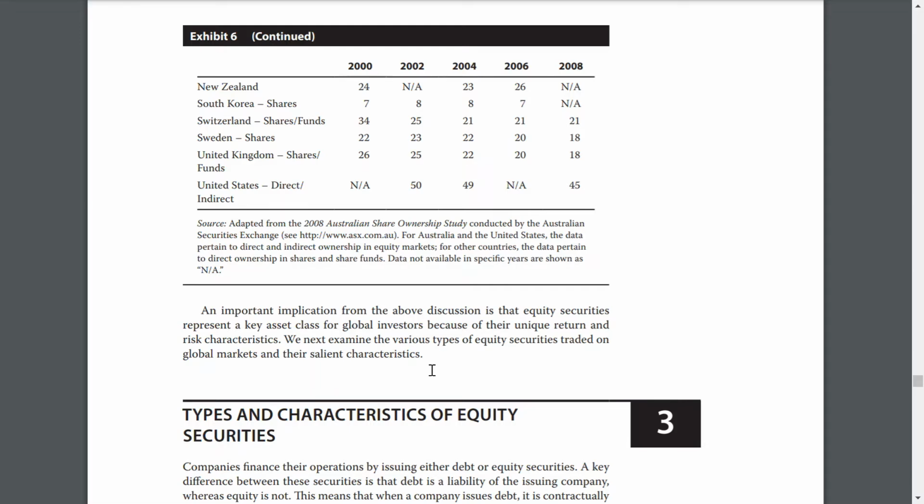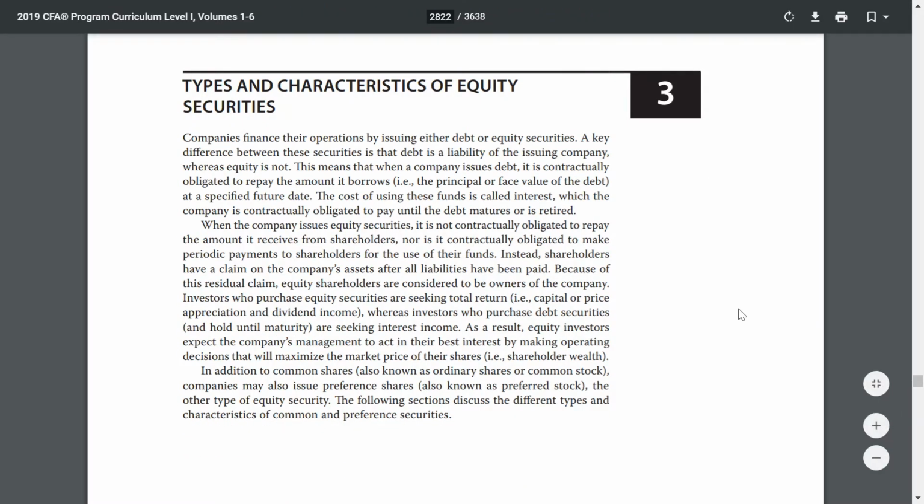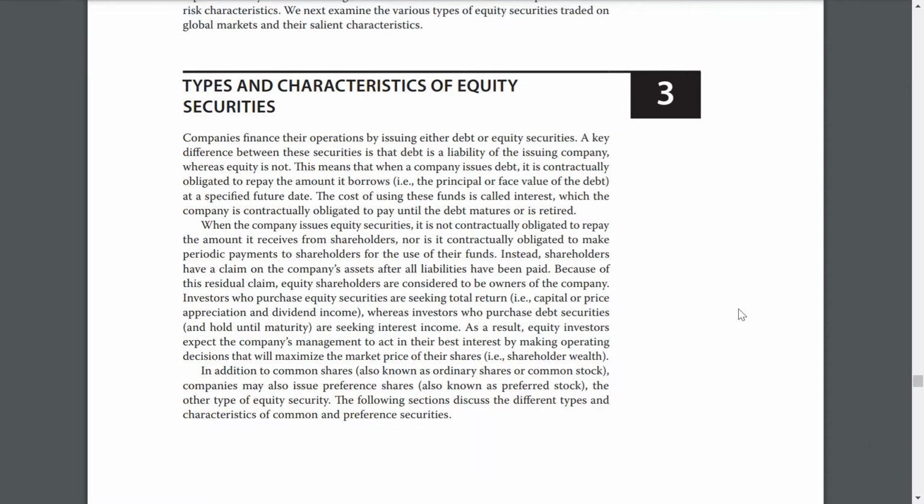Types and characteristics of equity securities. Companies finance their operations by issuing either debt or equity securities. A key difference between these securities is that debt is a liability for the issuing company, whereas equity is not. This means that when a company issues debt, it is contractually obligated to repay the amount it borrows at a specified future date. The cost of using funds is called interest, which the company is contractually obligated to pay until the debt matures or is retired.